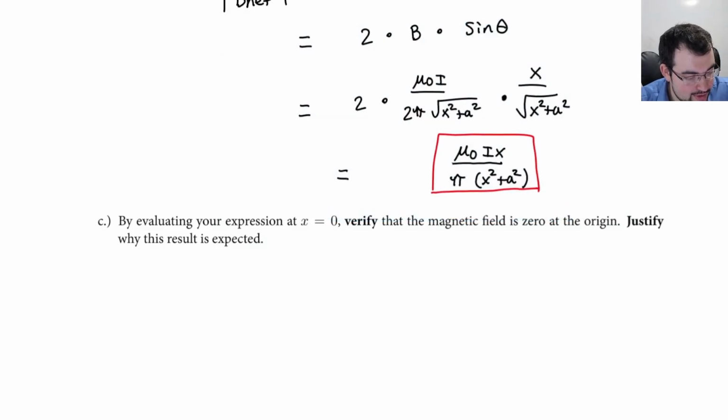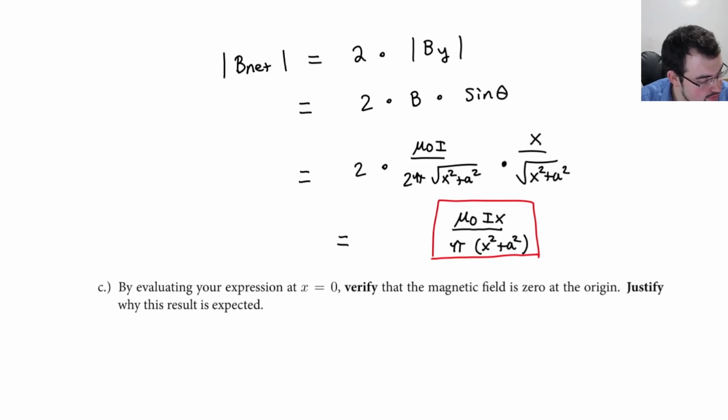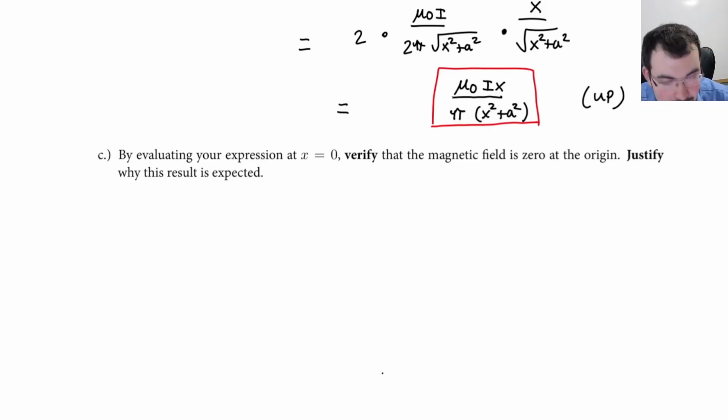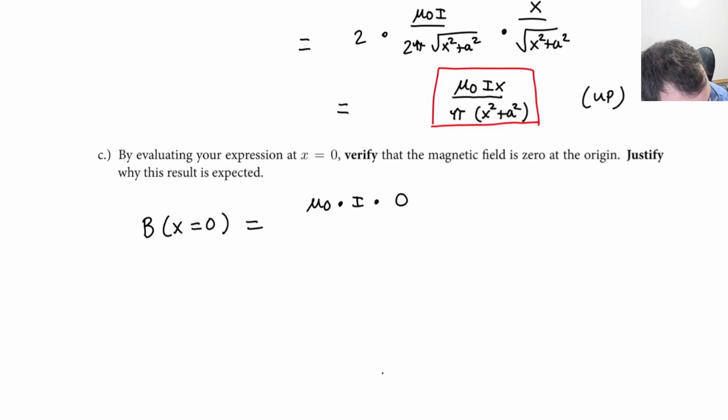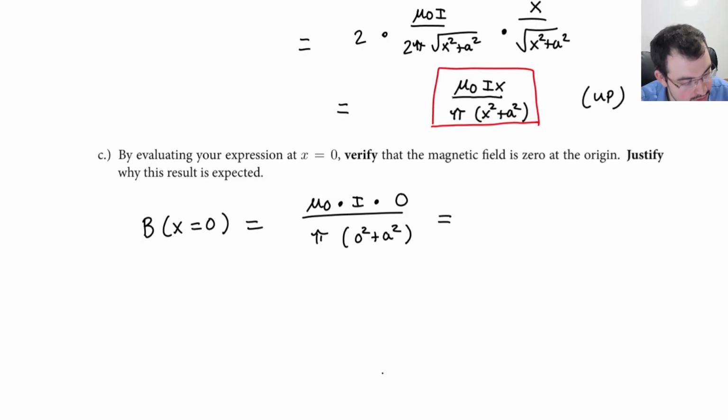By evaluating your expression at x equals 0, verify the magnetic field is 0 at the origin, and justify why this is true. Well, first of all, it's easier just to plug in and check, right? B, when x equals 0, is just going to be mu naught times I times 0 divided by pi times 0 squared plus a squared. Denominator's not 0, so I'm totally good with just calling this 0.